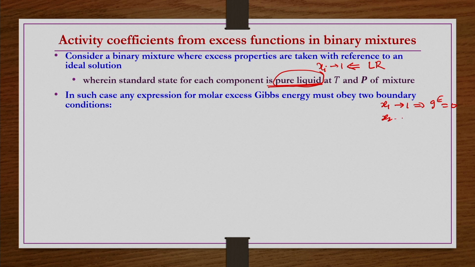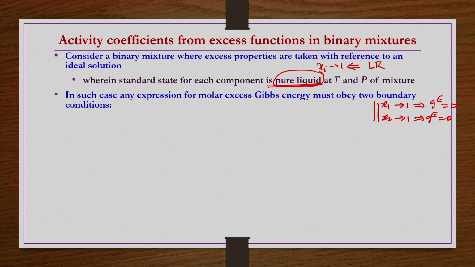The other extreme is that x2 tends to 1, which means the mixture is not existing; it is the pure second component. If the component is pure, then obviously that solution is a kind of ideal solution. So, for an ideal solution, the excess properties are 0. So, for that condition also GE should be 0. These two boundary conditions should be obeyed if you are taking this as a kind of reference state.